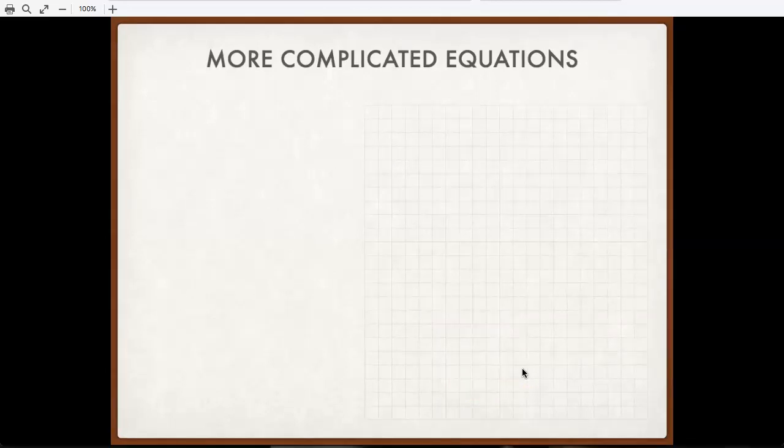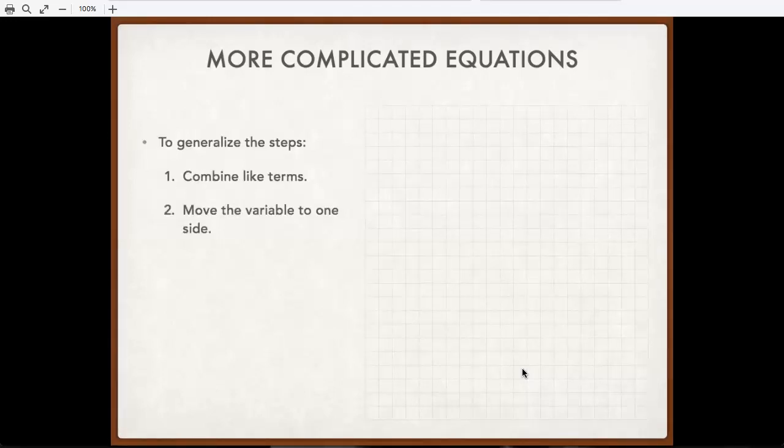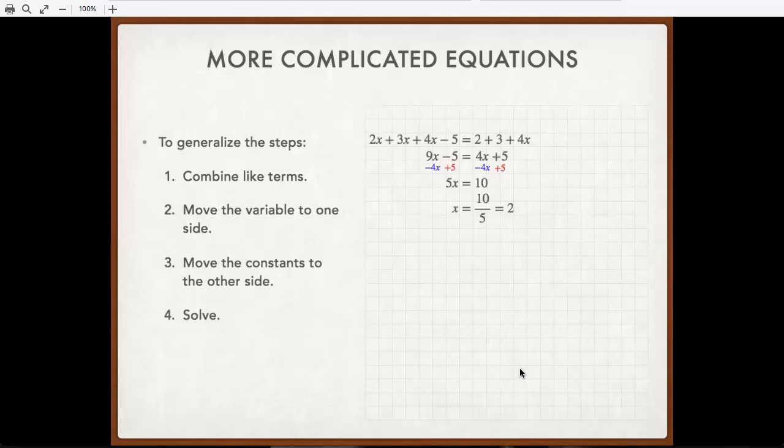To put the steps in a more general form, first we'll combine like terms, then we'll move the variable to one side, move the constants to the other side, and then we'll solve. Let's look at one more example. 2x plus 3x plus 4x minus 5 equals 2 plus 3 plus 4x. We'll combine our like terms. On the left, 2x, 3x, and 4x combine to give us 9x. Minus 5 stays the same, there's nothing else to combine it with. And on the right, 2 and 3 combine to give us 5, and 4x stays as is.